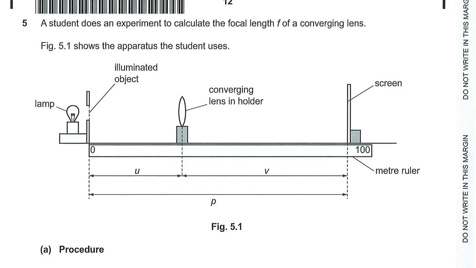It's very much one of the standard experiments that you get in your alternative to practical paper. This is quite a common one. We've got a lamp illuminating the lens, and then we've got a screen. So we're looking at the formation of images here.